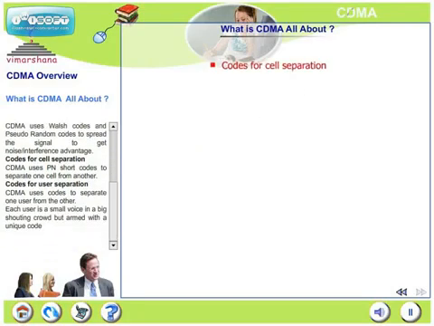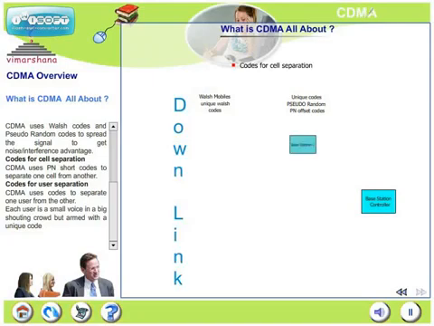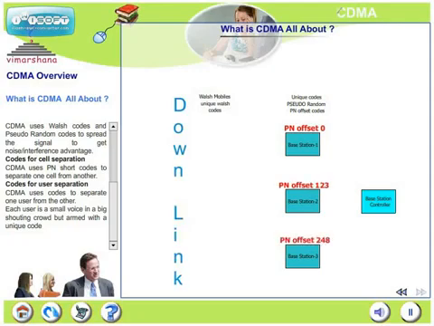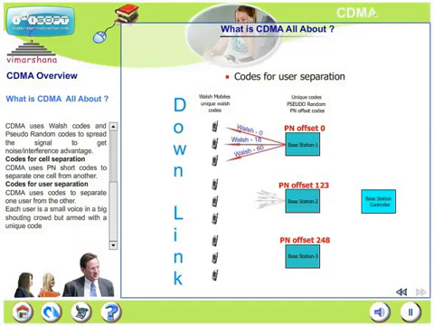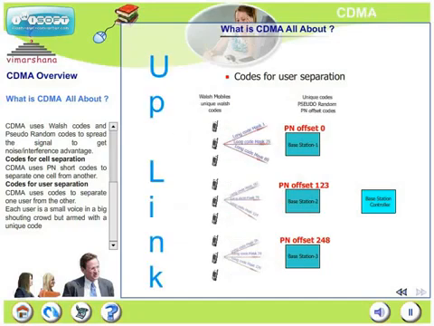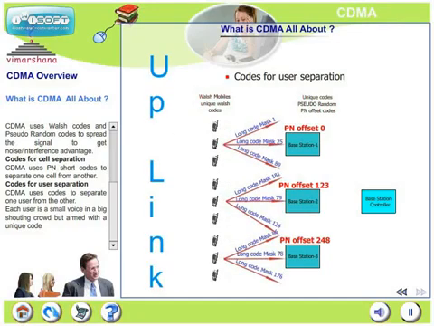The next property is codes for cell separation. CDMA uses pseudorandom short codes to separate one cell from another. Codes for user separation. CDMA deploys Walsh codes to separate one user from the other one. Walsh code for user separation, pseudorandom codes for cell separation. Each user is a small voice in a big shouting crowd but armed with a unique code. That is CDMA for you.